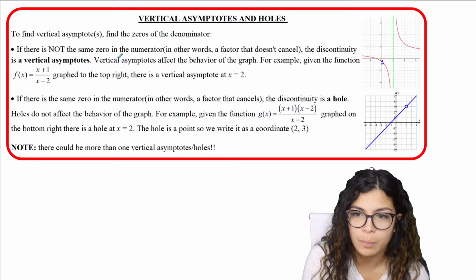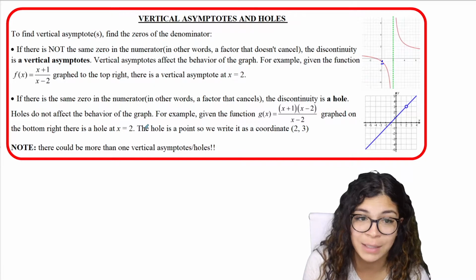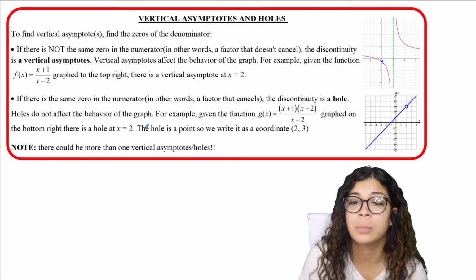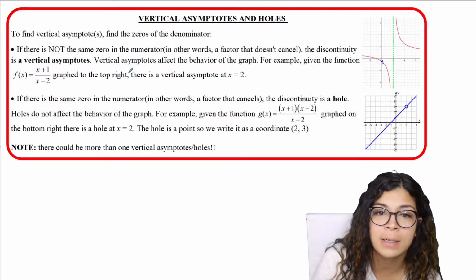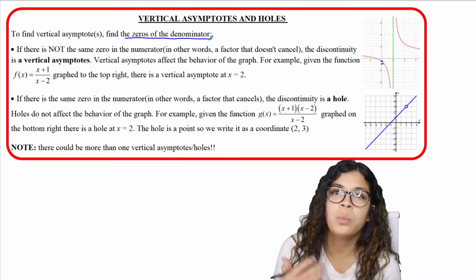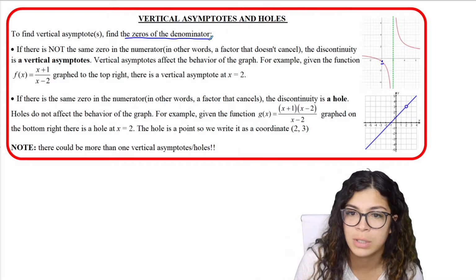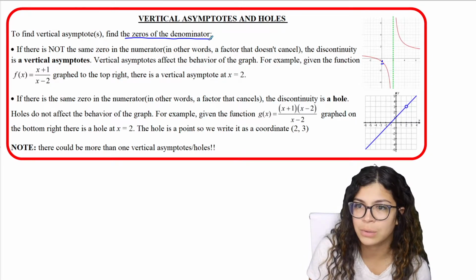So how you find a vertical asymptote and a hole is the same way. You find the zeros that are in the denominator. So you find whatever makes the denominator 0. These would have been what were before our excluded values.